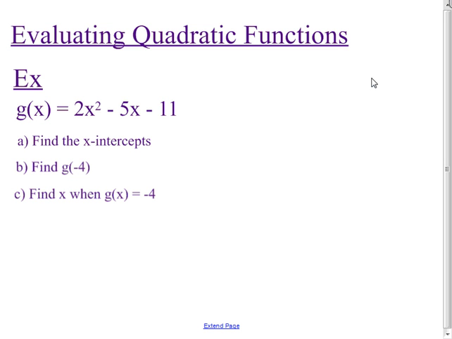Letter B says find g of -4, which means -4 is going to go in place of x. And in part C, I want you to find x when g of x equals -4. So that g of x value, that quote-unquote y value, is now -4.